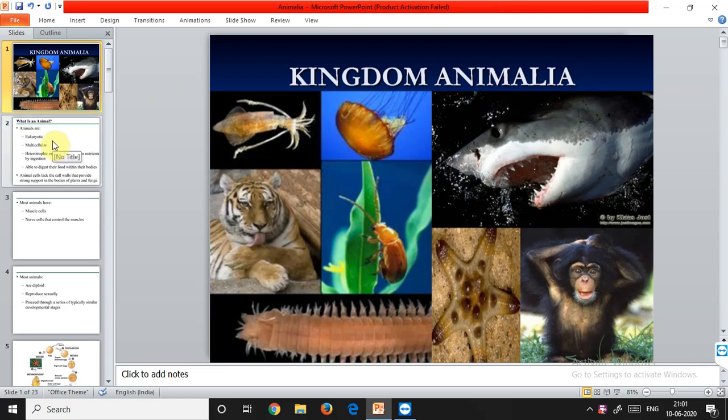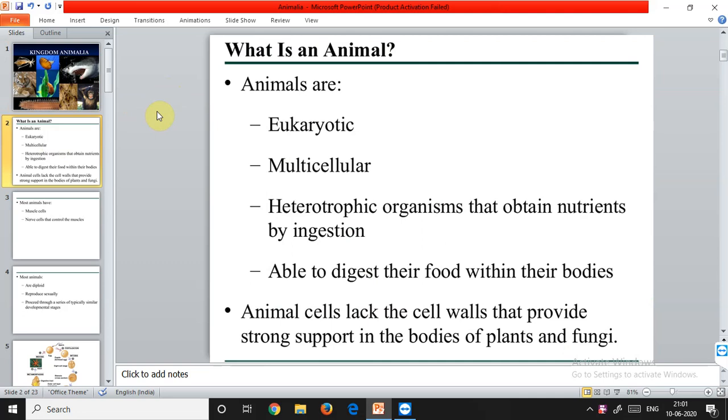So first of all, what is an animal? What are the basic requirements for defining some living being as an animal? Animals are eukaryotic. What are eukaryotes? They have a true nucleus, that is a nucleus bound by a well defined nuclear membrane, and that's why they are true eukaryotes. Eu means true and karyote is used for the nucleus, so they are eukaryotic organisms.